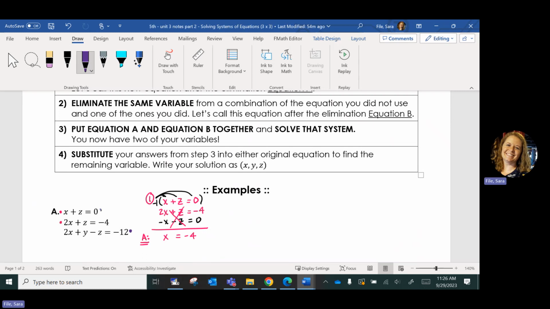Top one. I think that would still be the easier one. So now for step two, I'm going to line those up again. Now, notice the bottom equation, I'm going to write it out first because it has all three variables.